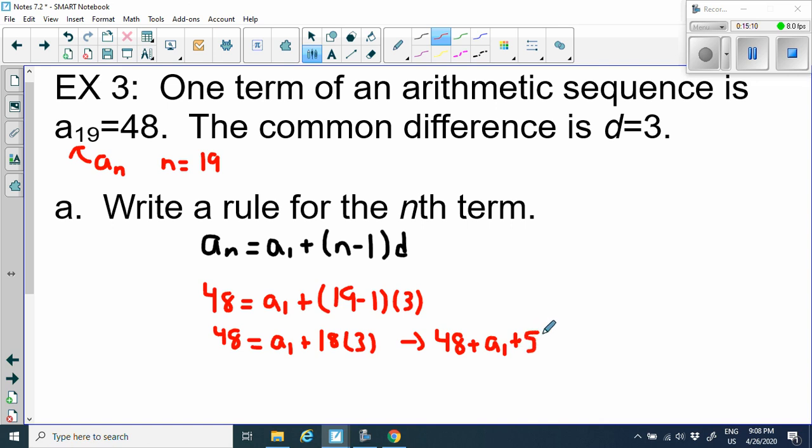And basically to get a sub 1 all by itself, remember you need to subtract 54 from both sides. So I'm going to subtract 54, meaning that my a sub 1 is going to be negative 6.